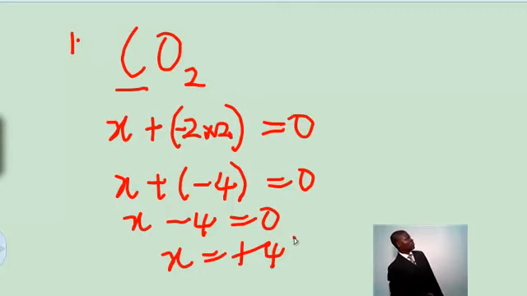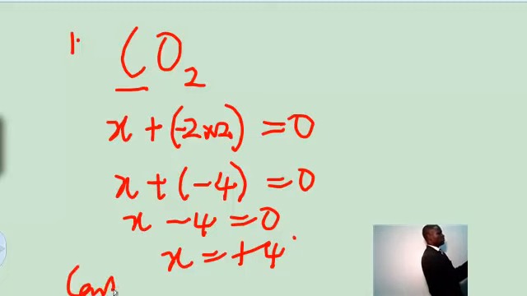The oxidation number of carbon in carbon dioxide is +4, and that's the reason why you call it carbon(IV) oxide. Carbon(IV) oxide.